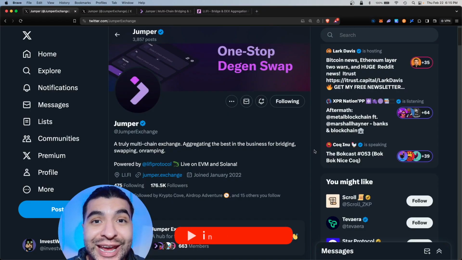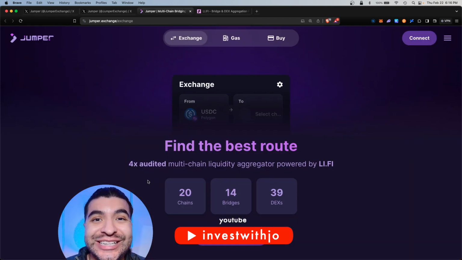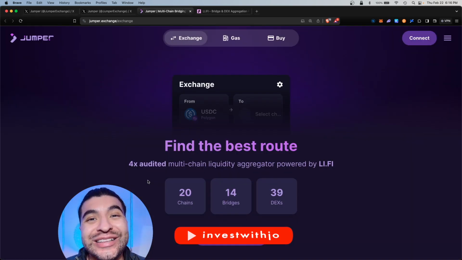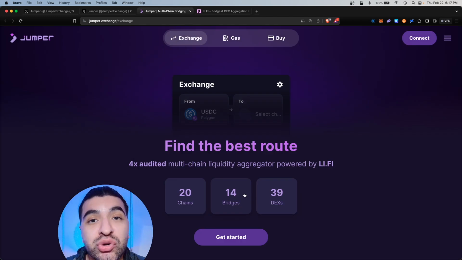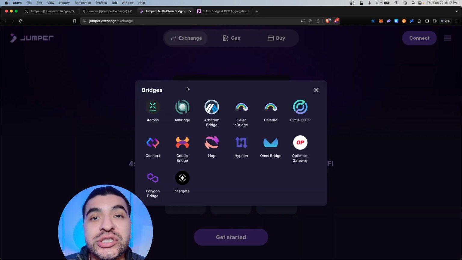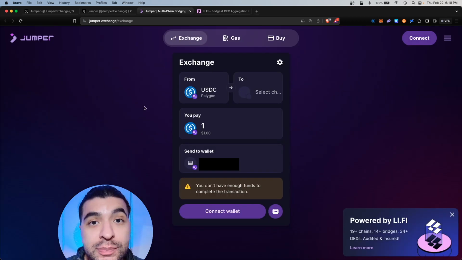There's speculation on X that there will be an upcoming airdrop on the Jumper exchange. Jumper is a cross-chain DEX that allows you to utilize over 20 different blockchains, including Arbitrum, Avalanche, Base, Ethereum, Linea, Optimism, Polygon, and even Solana across 14 different bridges, including Across, Allbridge, Arbitrum Bridge, Polygon Bridge, and Stargate. So for making a couple of swaps on the platform, you'll make yourself eligible for a potential airdrop.